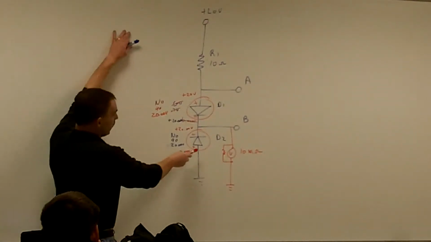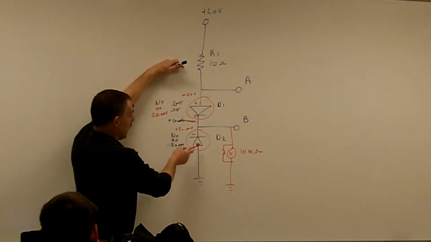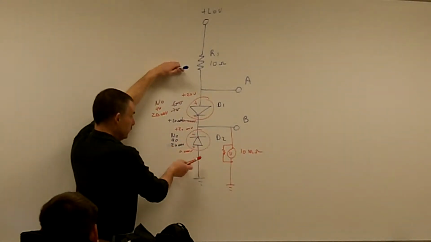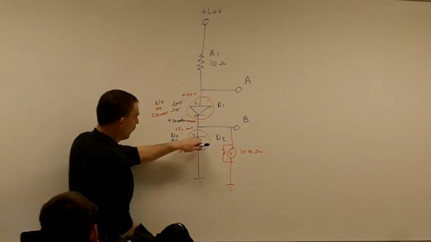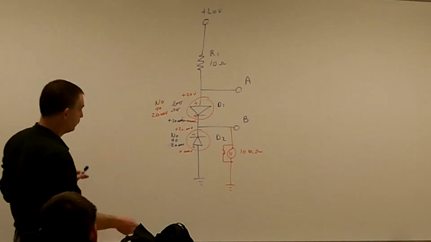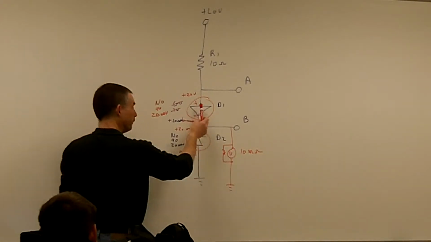We know that this diode is always going to be reverse biased, right? We know that this is always going to be more positive on my cathode side. My anode is always going to be more negative, at 0 volts. So we know that diode is never going to turn on, and since this one can never turn on, that means that this one can never turn on.